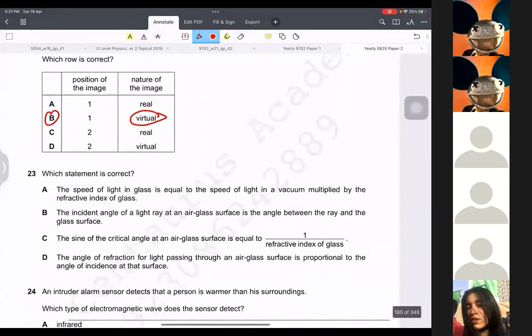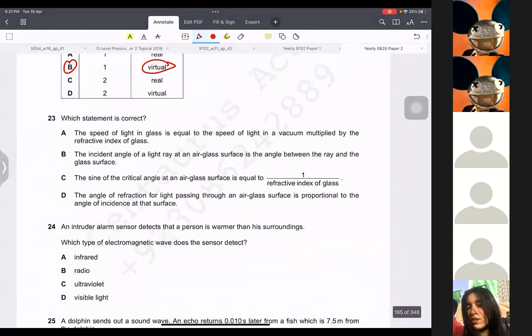Okay. Then going down. Which statement is correct? The speed of light in glass is equal to the speed of light in vacuum multiplied with the refractive index. Okay. Well, I got to check this because this might be correct, might be wrong. Refractive index is speed of light over speed in the medium. Yeah. So it says speed of light in glass is equal to speed of light in vacuum multiplied. That's wrong. It should be the other way around.